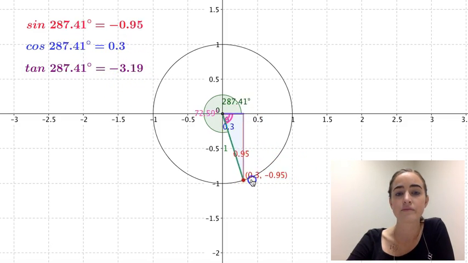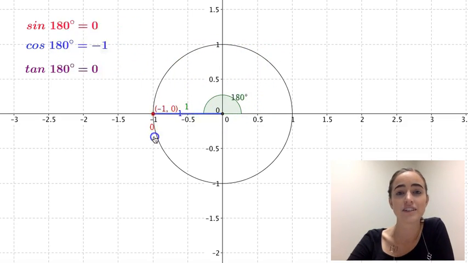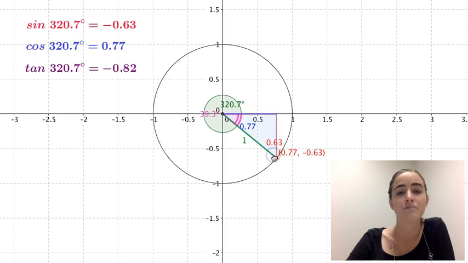All right, so I'm going to give you guys access to this so you can have a play with it as well if you're interested in having a bit of a closer look at it. But that's just a few examples of angles of any magnitude and how they relate to our three trig functions.